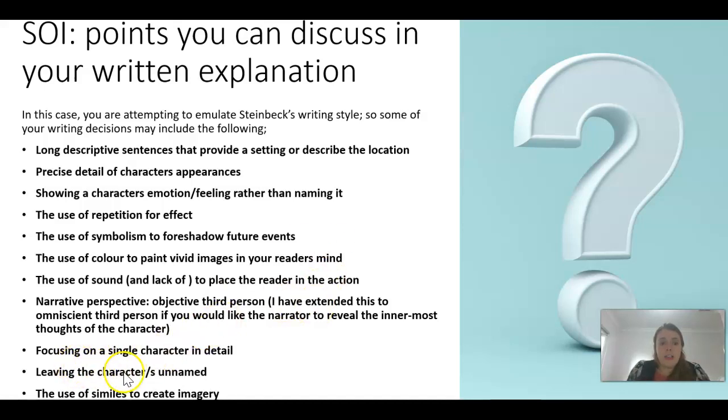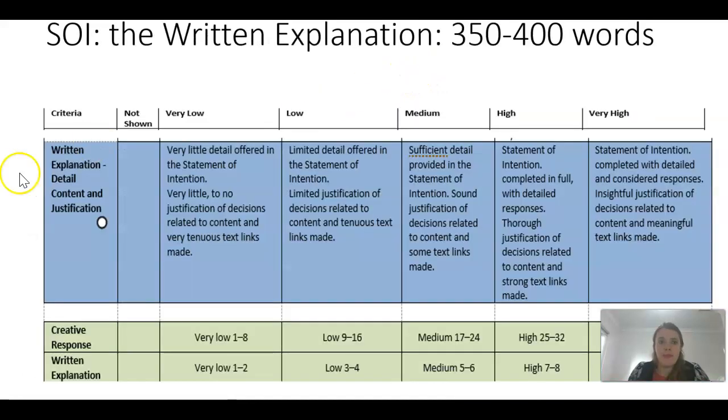You should be focusing on one character in detail. That's all you've got time to do. That's the nature of your task. You may choose to leave the character unnamed or some characters unnamed, like Curly's wife, and you should be using similes to create imagery throughout your piece. So you might not hit all of these things, but I should be seeing quite a few happening throughout, and you explain these in your written explanation or your statement of intention. So here's what it looks like in your rubric.